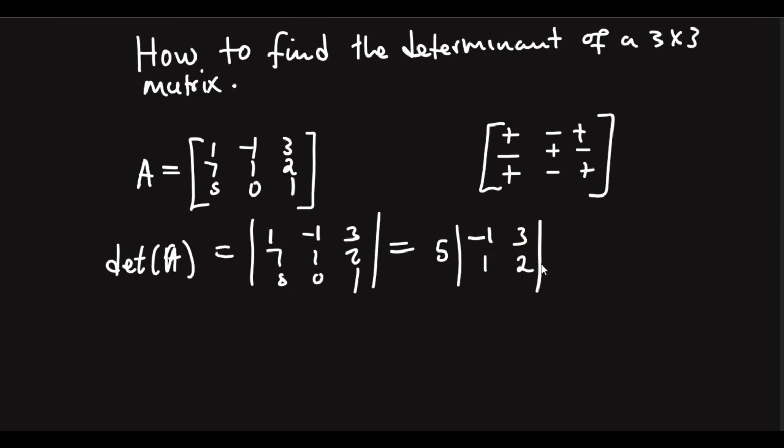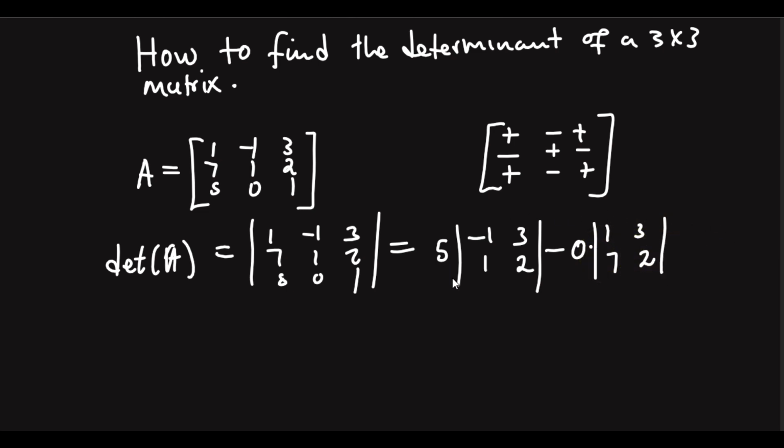Now here I'm going to put minus 0 multiplied by. Although I know 0 multiplied by anything is 0, let's just do it. Why did I put negative here? I put negative because of this negative on the checkerboard. Now I'm going to block this column and this row, so I'm going to have 1, 3, 7, and 2.